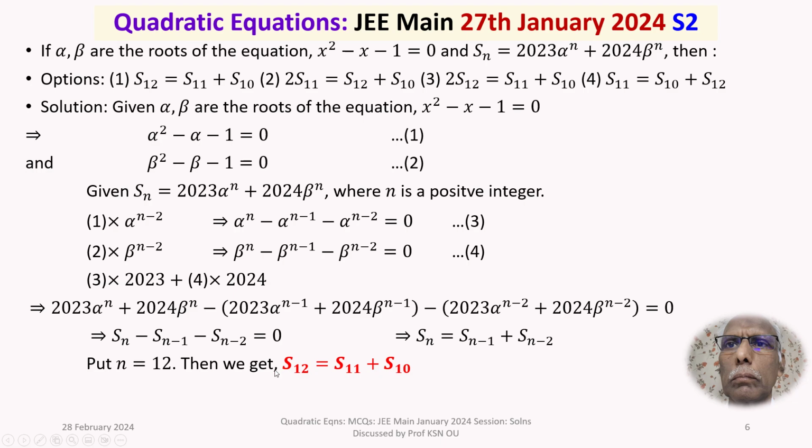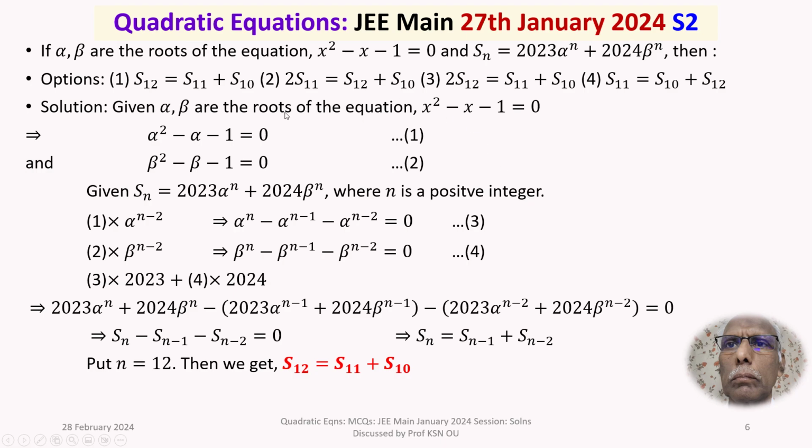So the relationship is S12 is equal to S11 plus S10. Not 1, 2. You have to read it as 12, 11, 10. So the relationship between S12, S11 and S10 is to be found, and this is the relationship.